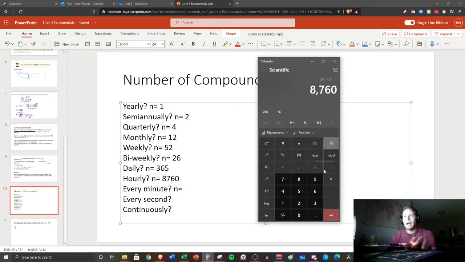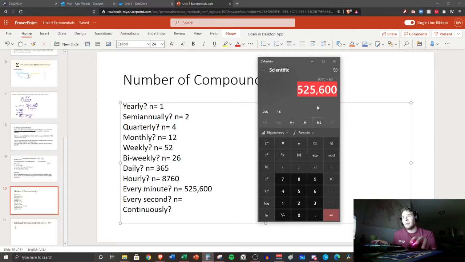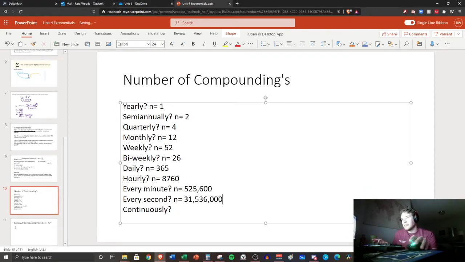Every minute, so every hour has 60 minutes, so we're going to multiply that by 60. So 5, I'm going to copy that. Every second, so we need to multiply this by 60 as well. 31,536,000 seconds in a year. So there we go. We can't really divide time any further than that, or can we?